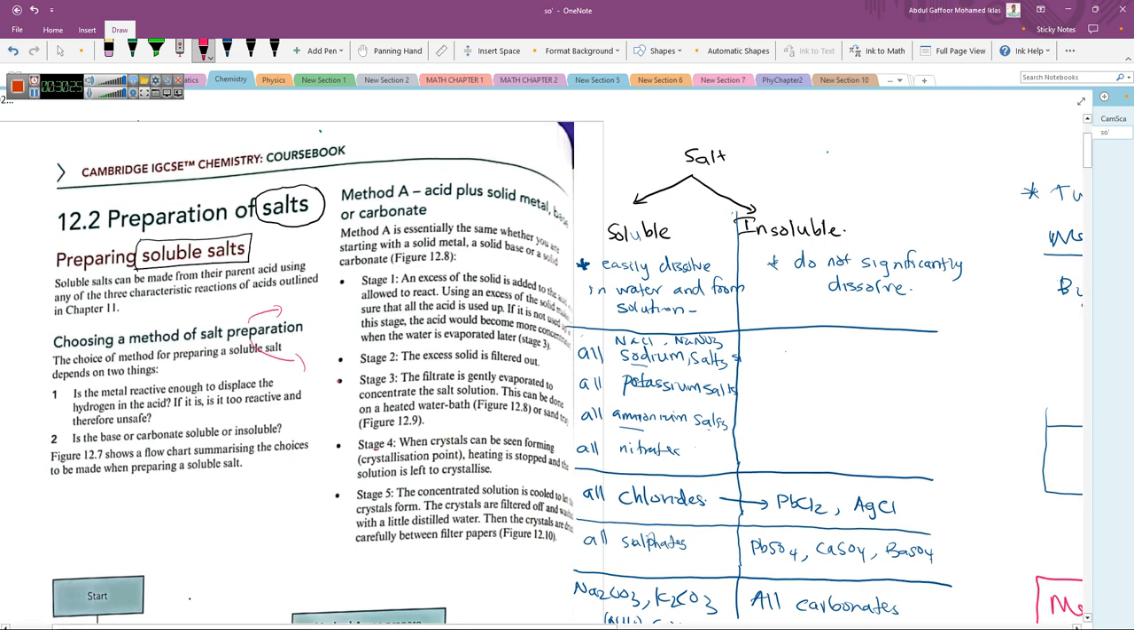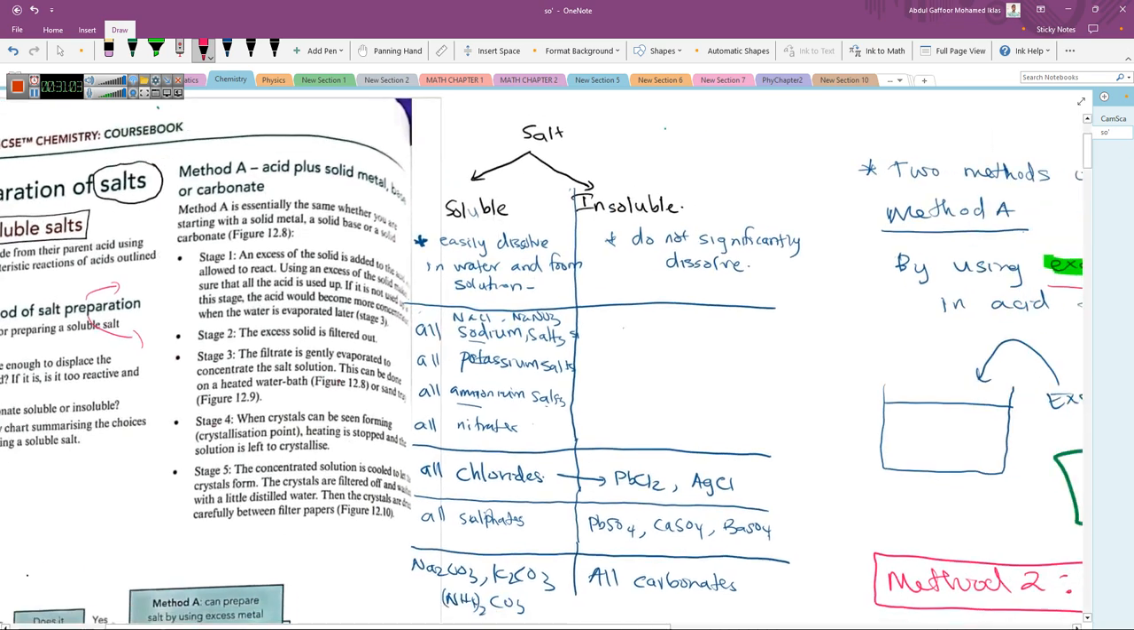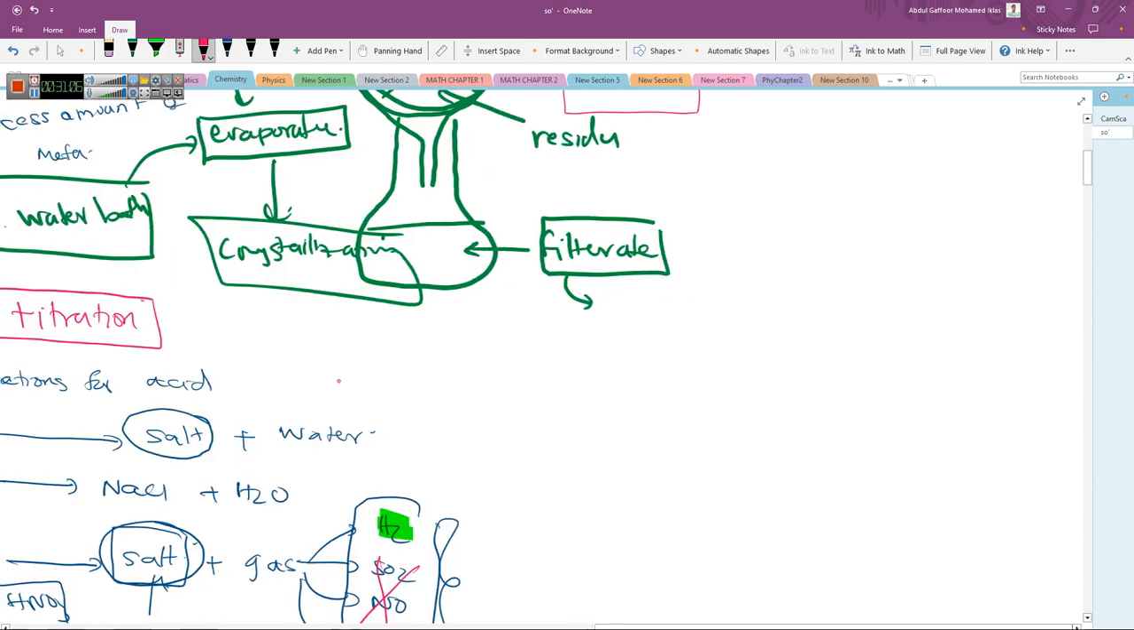The choice of method for preparing a soluble salt depends on two things. Now we have to ask two questions. Let me explain this diagram to you. Now we will always take metal first. The reactivity of metal with acid is higher than that of carbonates and bases. When we want to produce salt, we have to quickly form the salts, right? So we will take a reaction which has a high rate of reaction. Now if I order the rate of reaction with acid, right?